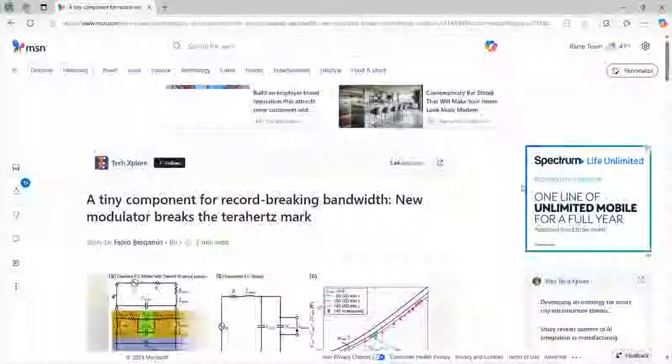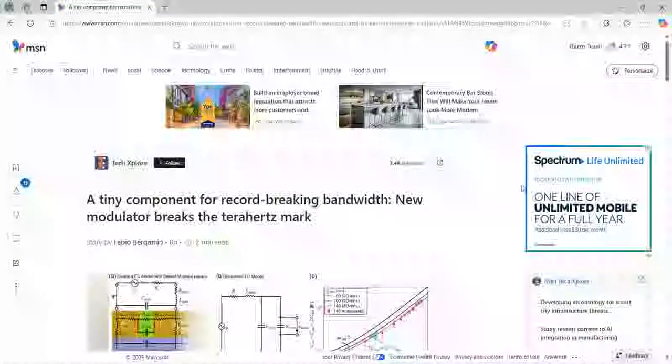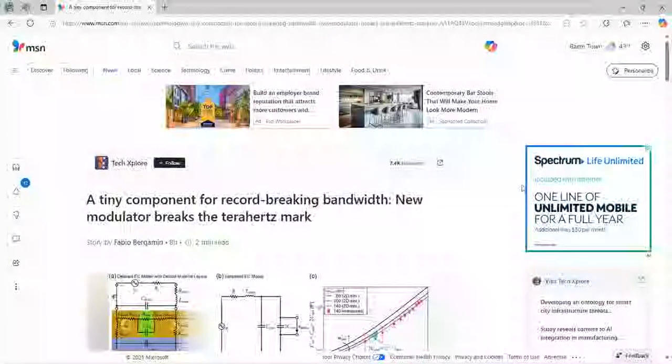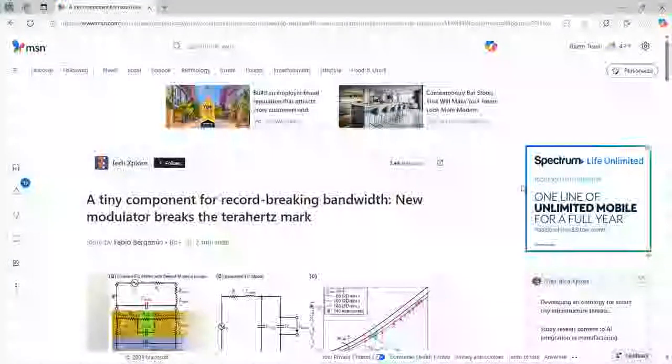Before I complete the review, I would like to ask your opinion about the article entitled "A Teeny Component for Record-Breaking Bandwidth: New modulator breaks the terahertz mark." What do you think of the article? Is it interesting? Is it relevant to your life? And does it provide enough information for you to get an overall understanding of what the article is talking about?